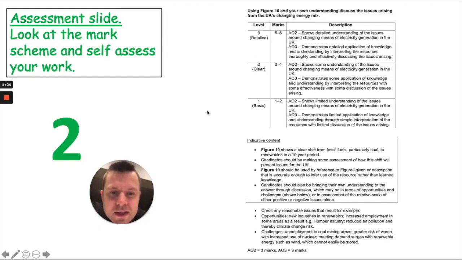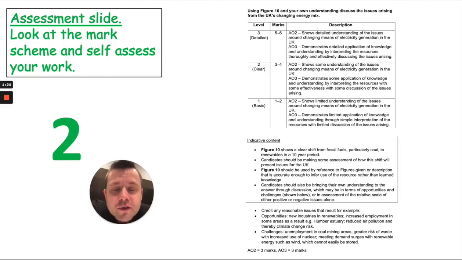Okay? Now this is the indicative content. So there's a clear shift in figure 10 from fossil fuels, particularly coal, because that went down a lot over the 10 years, to renewables. So that's something you could mention. Okay?